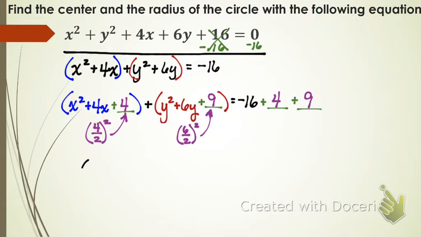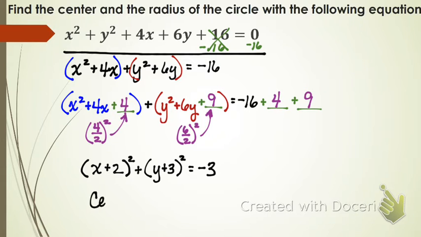So talk to me about how the x's are going to factor. X plus 2 squared plus, what about my y's? Y plus 3 squared is equal to -3. So where's my center? -2, -3.